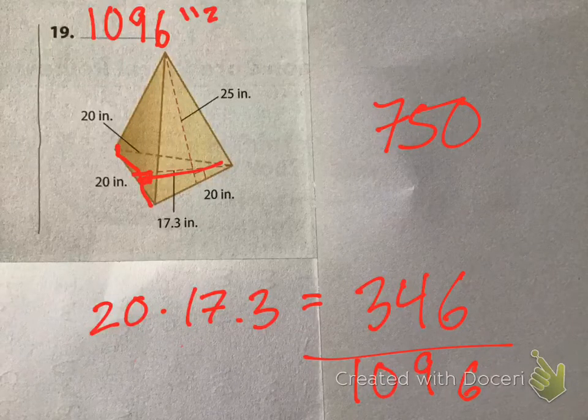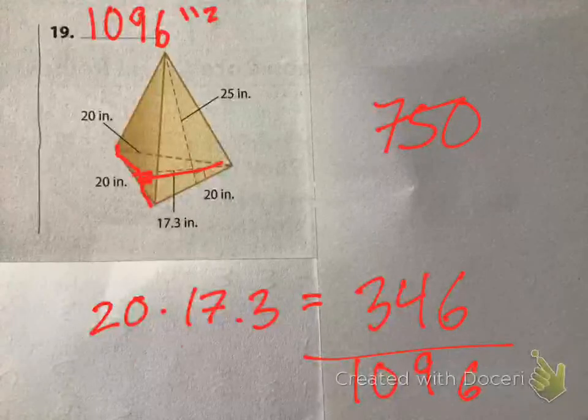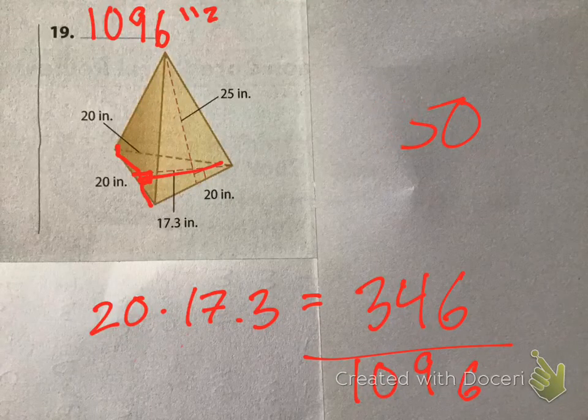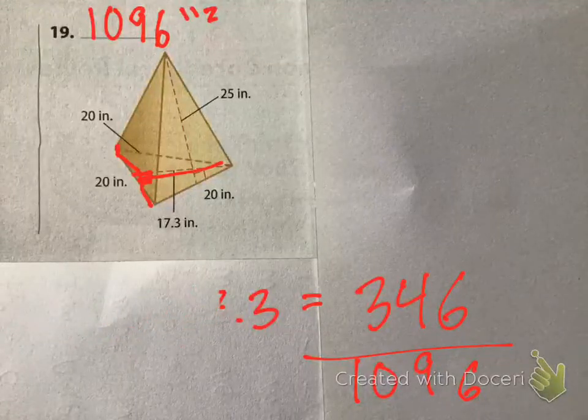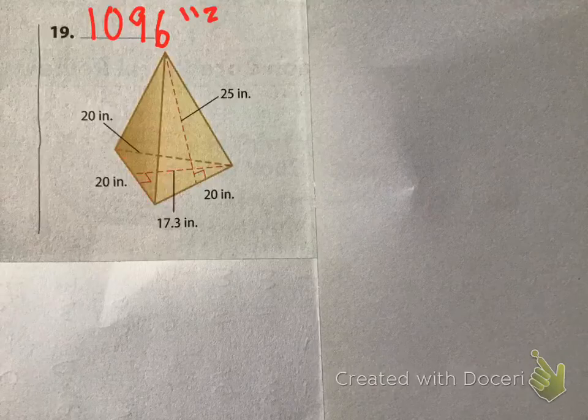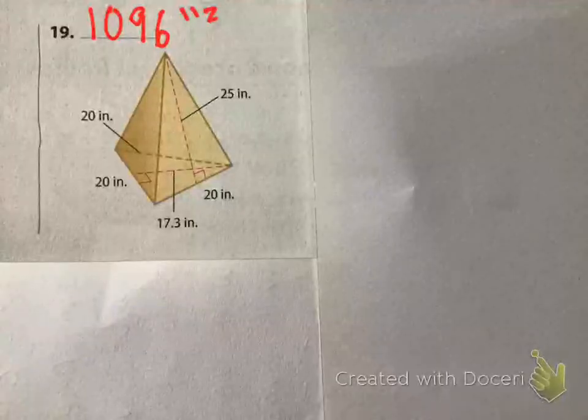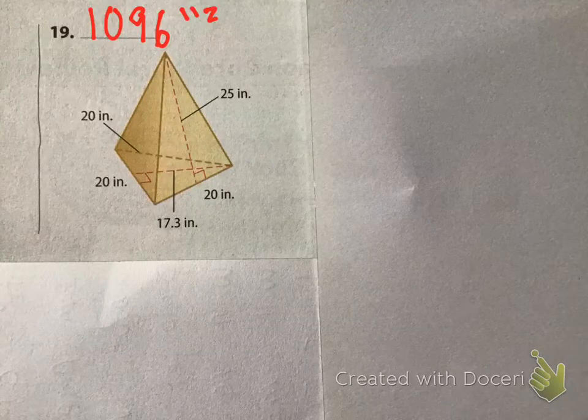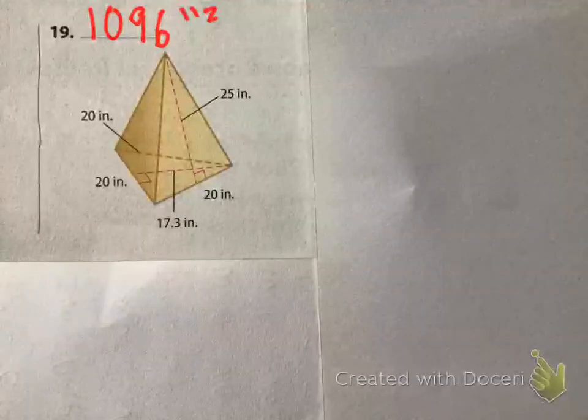Remember on the test, we still don't write inches squared. So that's literally how we find surface area. That's how we find it with our pyramids, regardless of which way. You just have to make sure you know what you're doing. You need to know what numbers you're looking for. Helpful enough on pyramids, they're typically going to be equilateral.